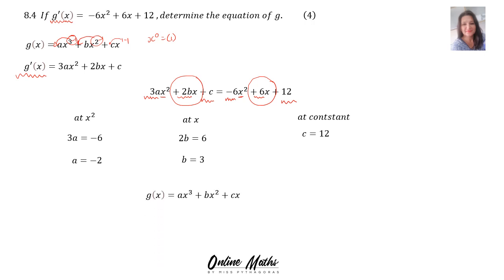So our original equation was g of x is ax to the 3 plus bx squared plus cx, and now we know a is minus 2, b is 3, c is 12. So where are the marks? The marks are for the derivative of g, and then a's value, b's value, and then the conclusion, the final equation.